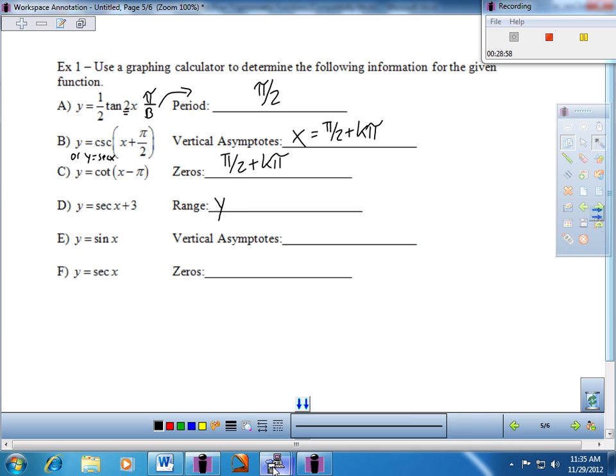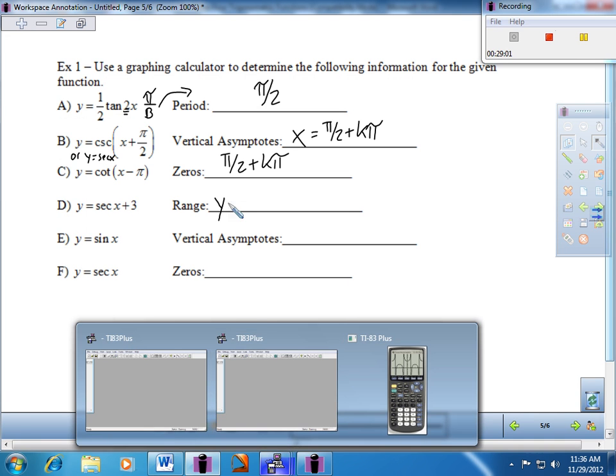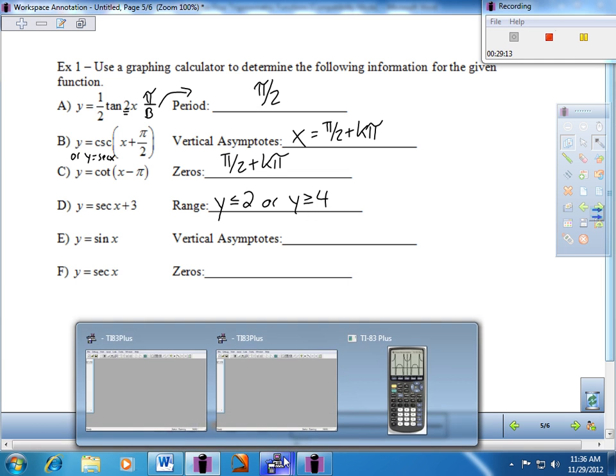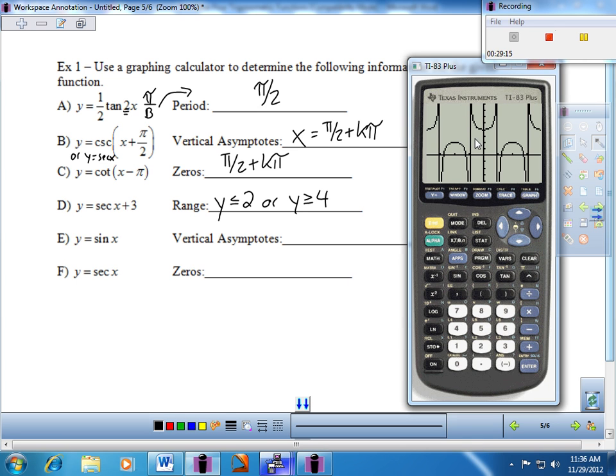So it looks like we are below -2. Oops, sorry, let me just make sure I have that right. I think I said below 2. So y is less than or equal to 2. But I'm also seeing that as y is greater than or equal to 4. Let me just check that one more time to be sure. So here we go, everybody. Here's a y value of 2, and we're below that. Here's a y value of 4, and we're above that.